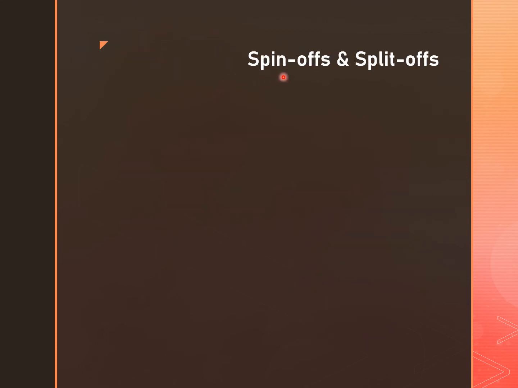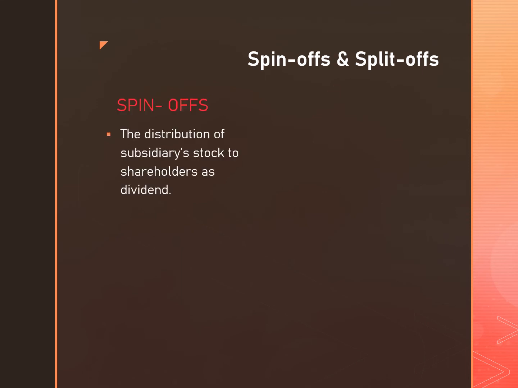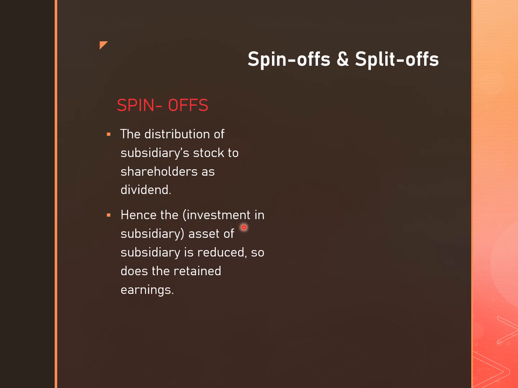Right, kita move on kepada spin off and split off. What does it means? So spin off adalah the distribution of subsidiary stock to the shareholder as dividend. So this one, instead of kita bagi share company kita bagi share subsidiary company kita, sebagai dividend. Therefore, the investment in subsidiary is reduced, so does the retained earning. Okay, kita bagi share company subsidiary, bukan company main.